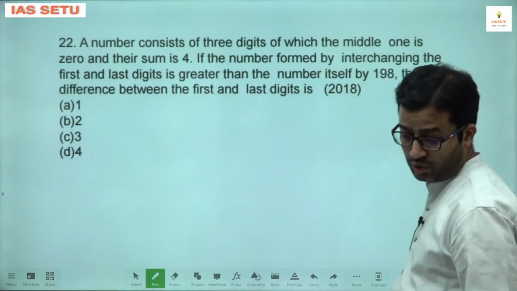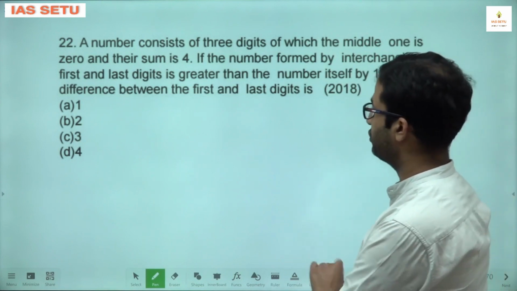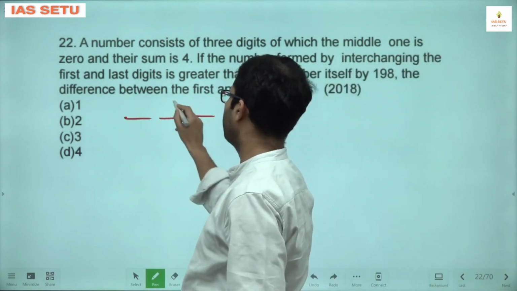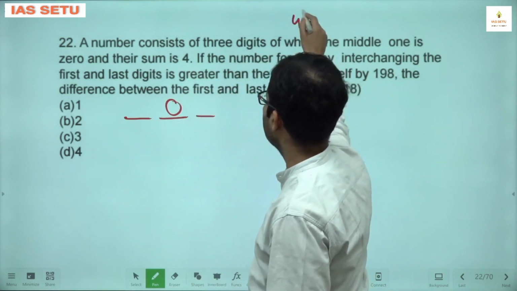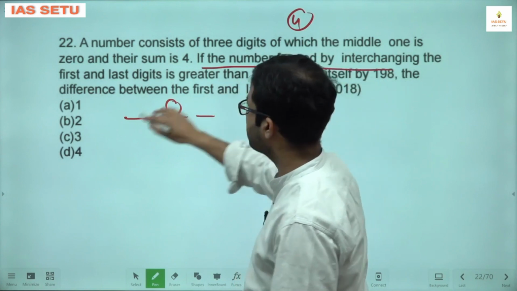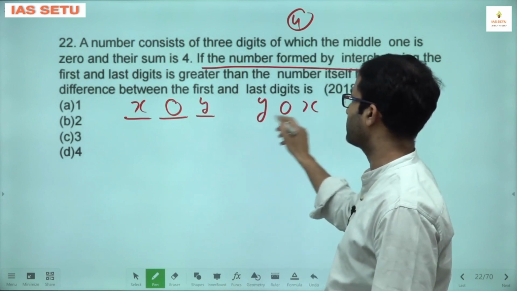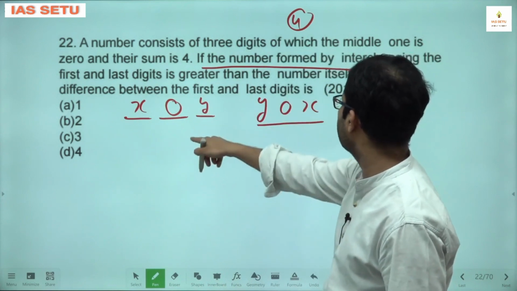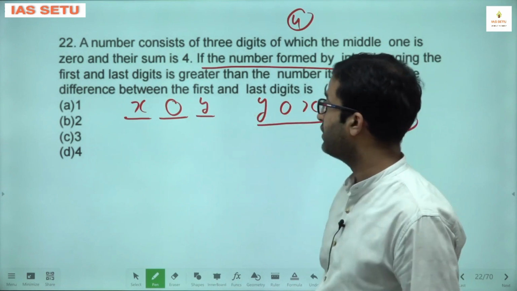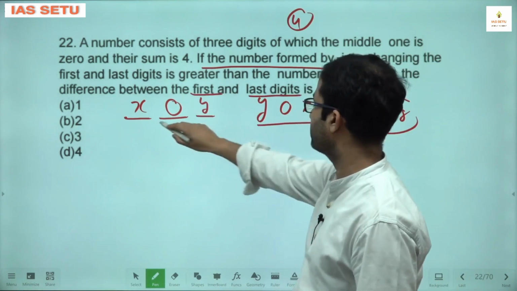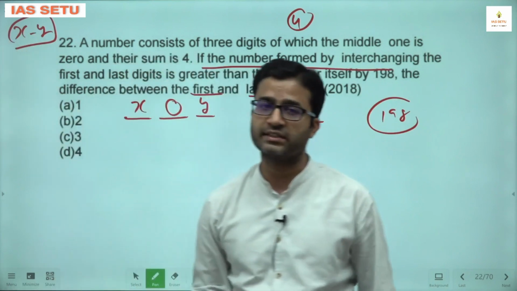Next is question number 22. A number consists of 3 digits of which the middle one is 0, and their sum is 4. So if I add all these digits, I get a total of 4. If the number formed by interchanging the first and the last digit, for example, this is x, this is y, then we get y0x, which is greater than the number itself by 198. The difference is 198. The difference between the first and the last digit is? So we have to find the difference of x and y.